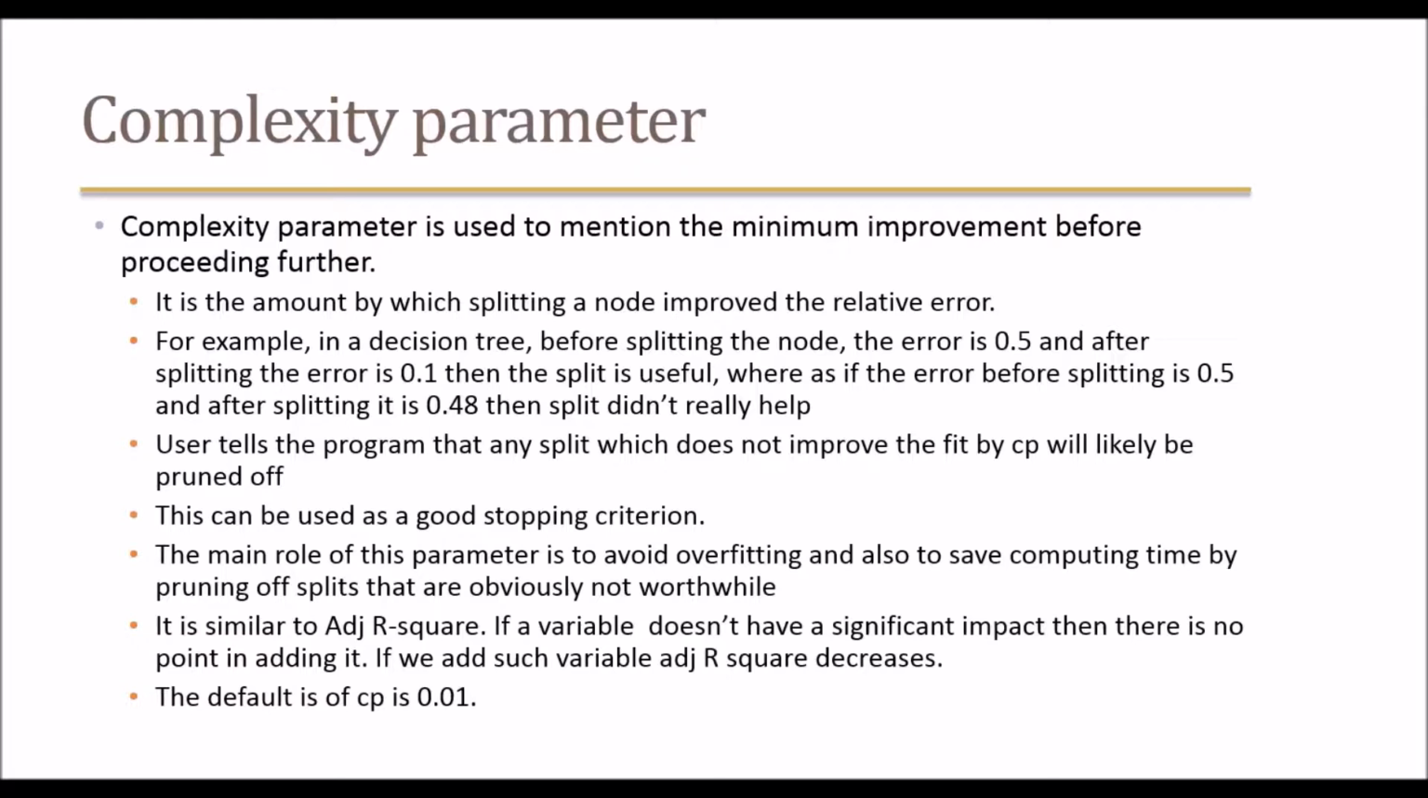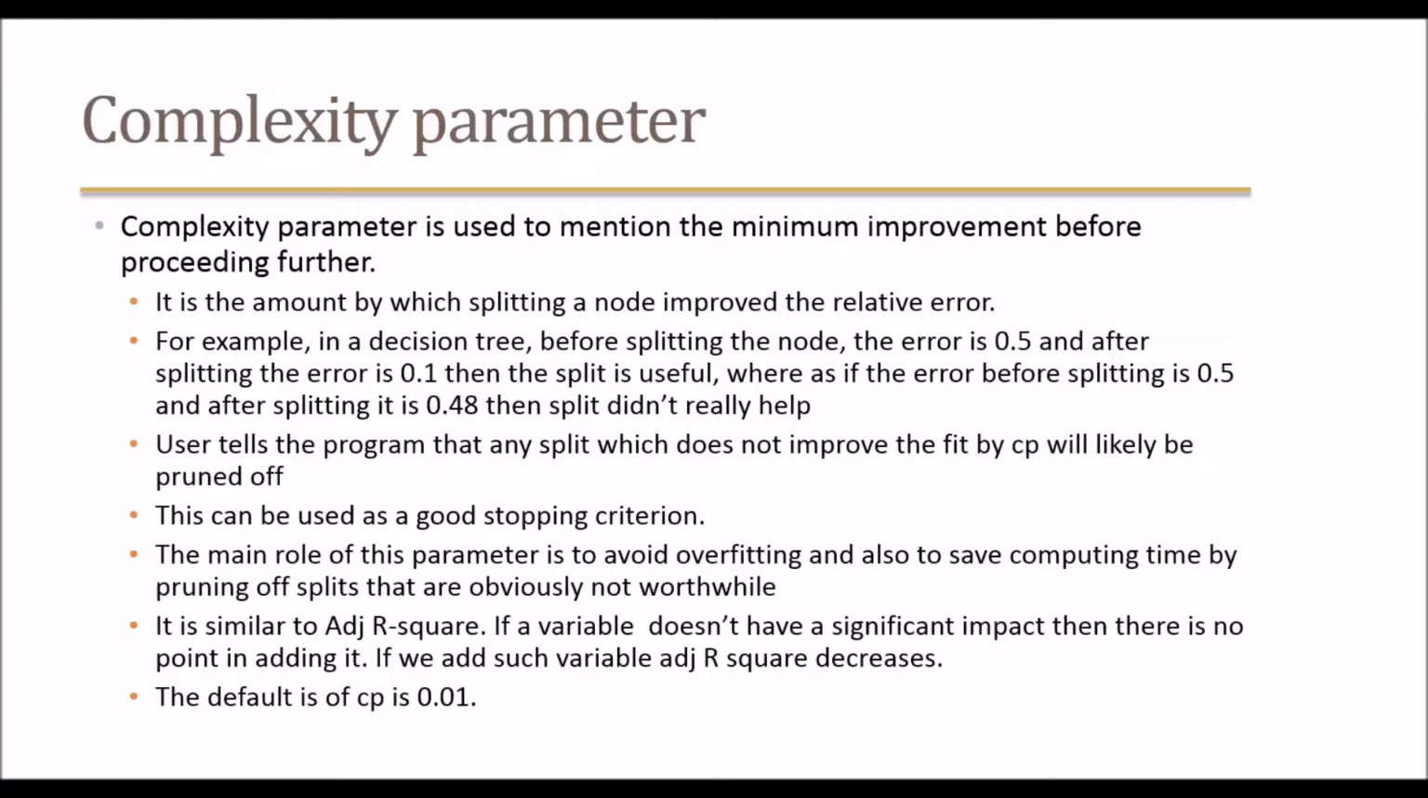That is where we can specify the complexity parameter, denoted by CP, and we say that if there is not, say, 10% improvement, then do not grow the tree. If at least 5% improvement is what we are looking for at each node, and the overall error is not reduced by 5%, do not grow the tree. That's what we can specify in R using the complexity parameter. We'll see an example anyway.